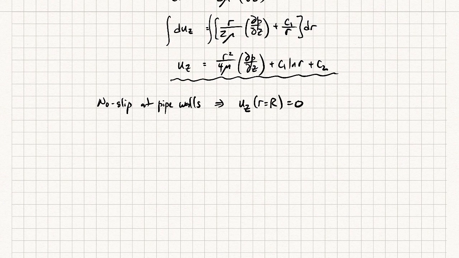So I can plug that in, and I'll get that. So if I plug in here, I'll get capital R squared over 4 mu times dp/dz plus C1 times natural log capital R plus C2. So C2 is the negative of that whole thing.